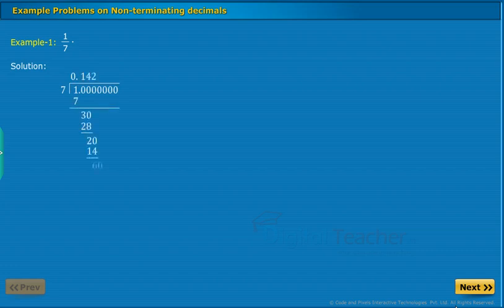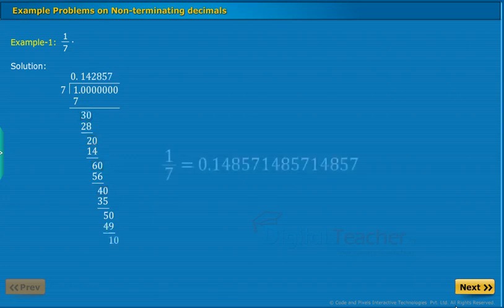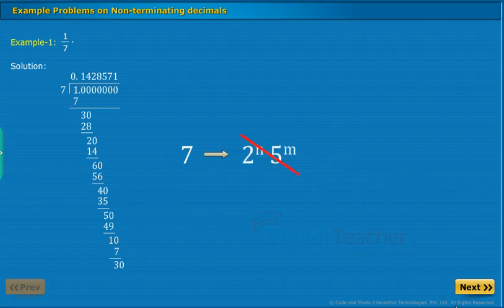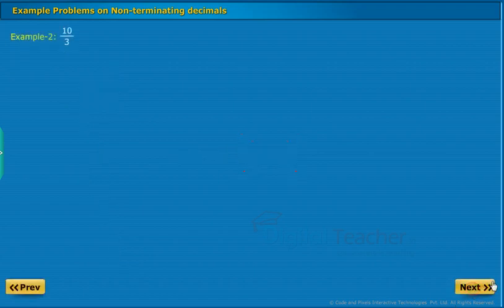By further solving, we can see that the decimal never ends. The remainders repeat, and as the quotient is repeating itself, it is denoted by a bar. Since the denominator is 7, which is not of the type 2 power n, 5 power m. Let us consider one more example.